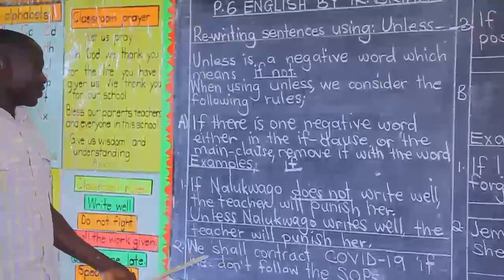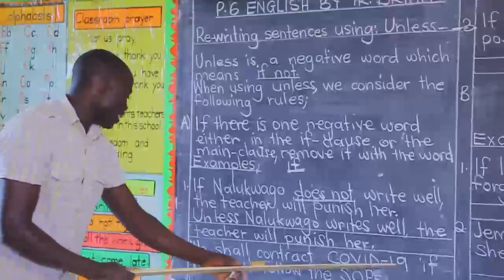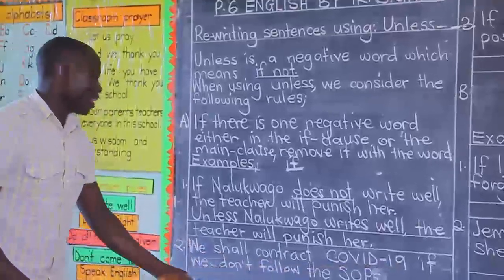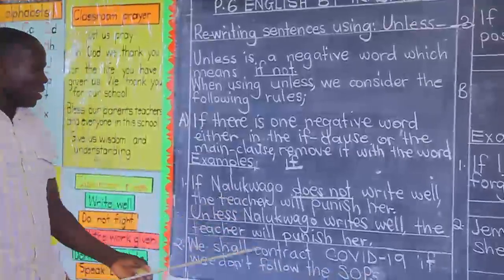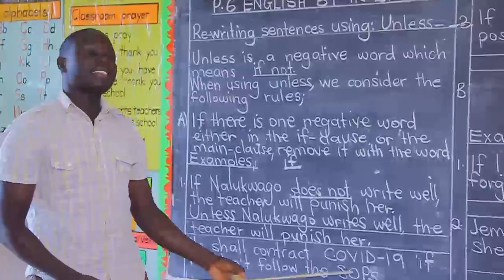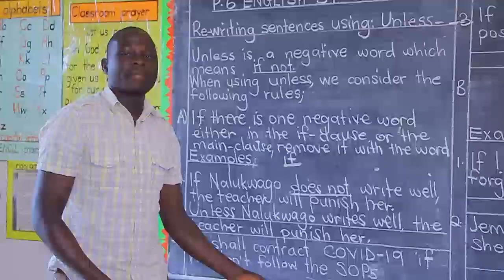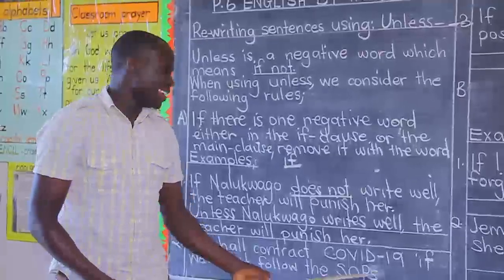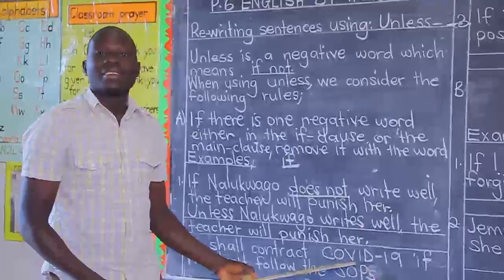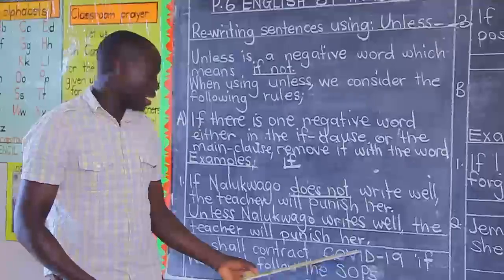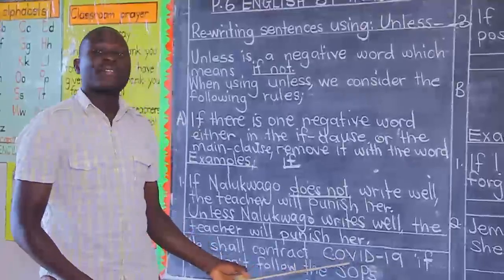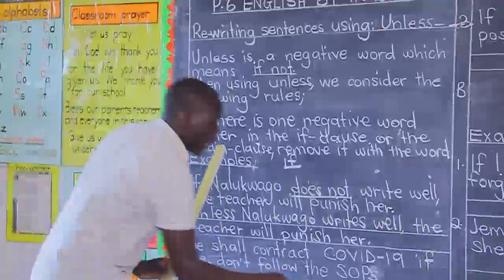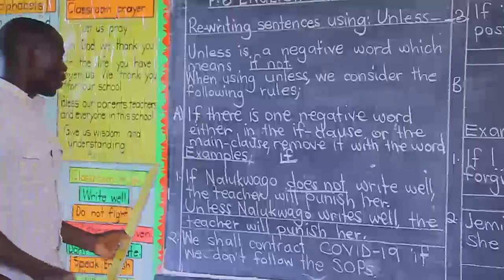Let's look at example number 2. We shall contract COVID-19 if we don't follow the SOPs. Here we mean the standard operating procedures that are supposed to be followed to avoid contracting COVID-19.